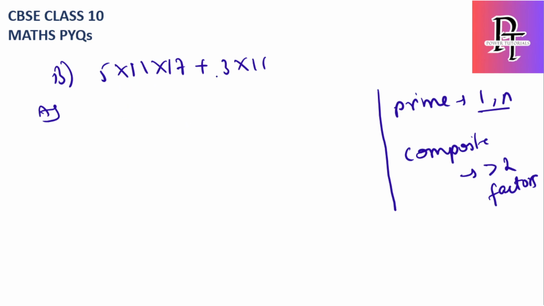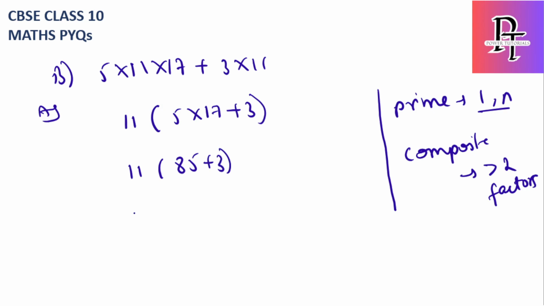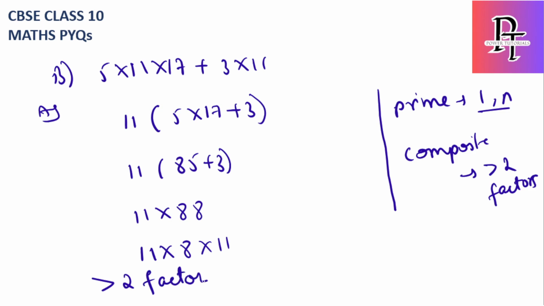Okay, so if you see this number, we can see that 11 is common to both the terms. So I can write this as 11 into 5 into 17 plus 3. What is 5 into 17? It is 85. 85 plus 3 is 88. So 11 into 88. Here itself we can see it has more than 2 factors. Also I can write this as 11 into 8 into 11 as well. So one more factor we're getting. So definitely it has more than 2 factors. As this has more than 2 factors, it is a composite number.